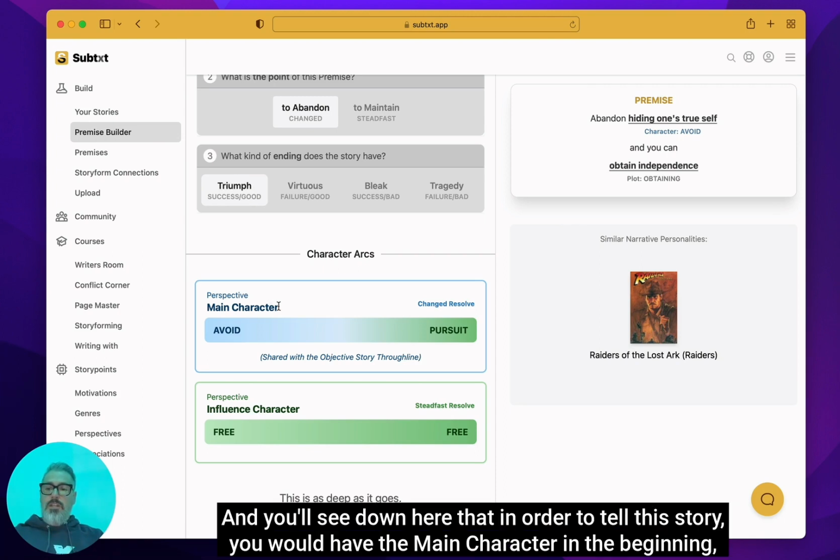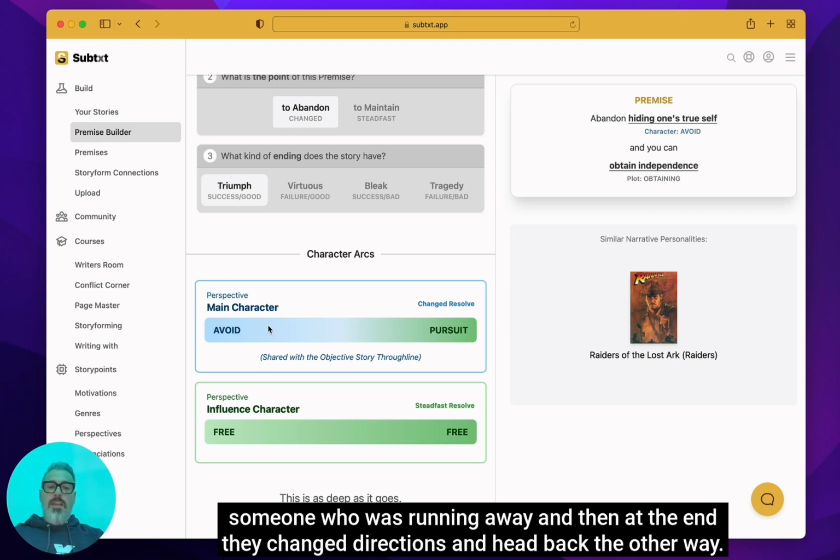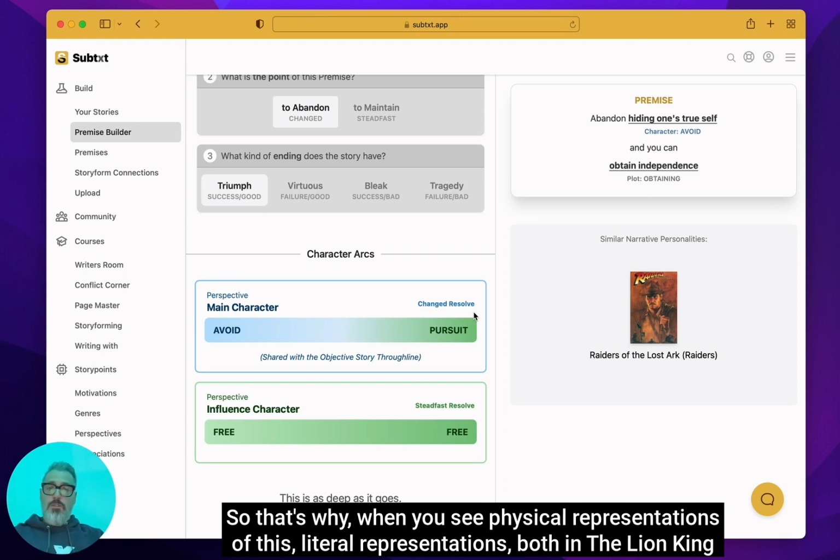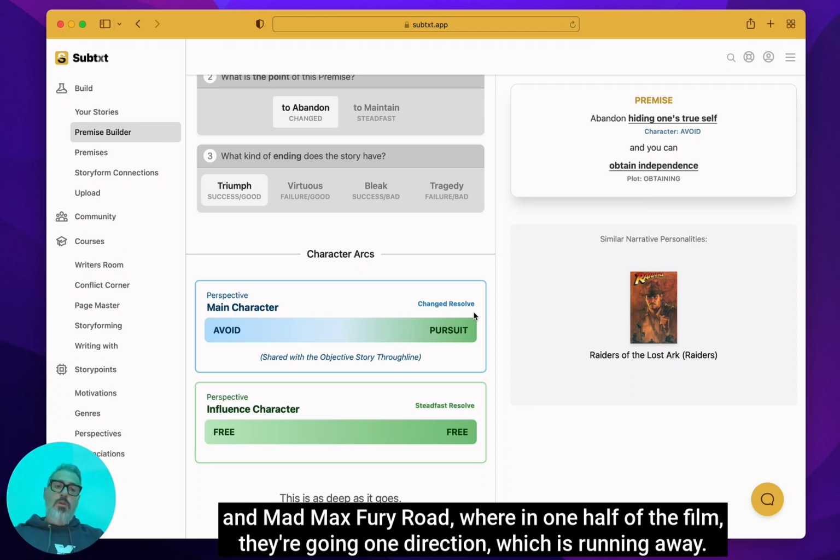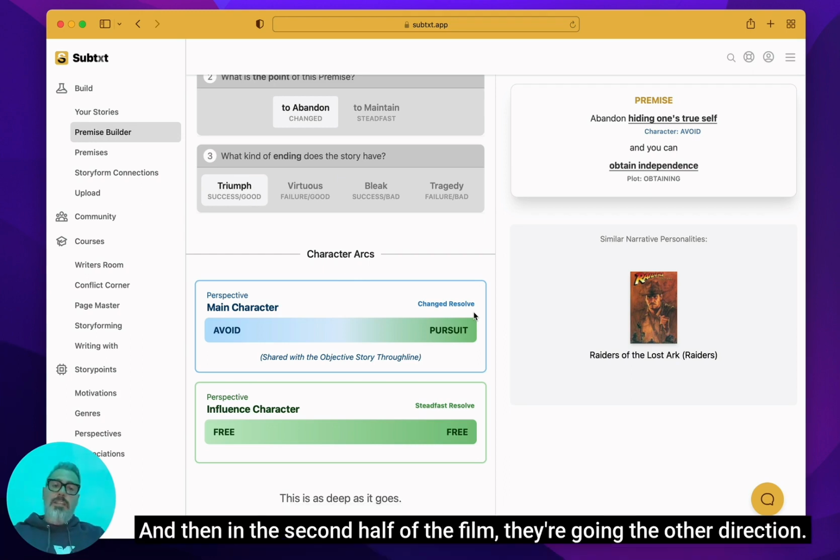And you'll see down here that in order to tell this story, you would have the main character in the beginning be someone who is running away, and then at the end, they change directions and head back the other way. So that's why you see physical, literal representations of this in both The Lion King and Mad Max: Fury Road, where in one half of the film they're going one direction, which is running away, and then in the second half of the film they're going the other direction.